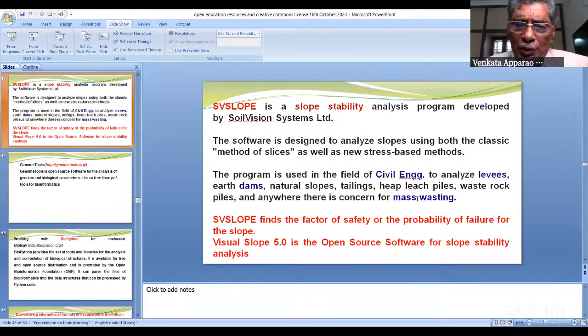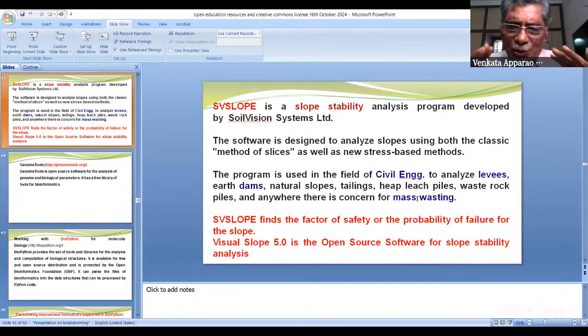SV Slope is a slope stability analysis program developed by Soil Vision Systems Limited. This is also free and open source software. The software is designed to analyze slopes using both the classical method of slices as well as new stress-based methods.